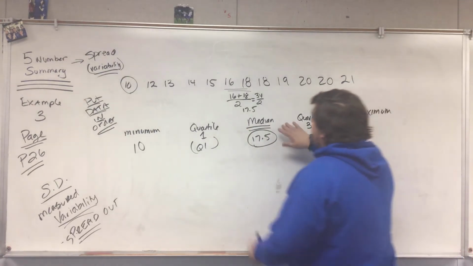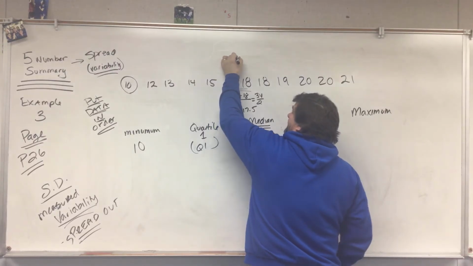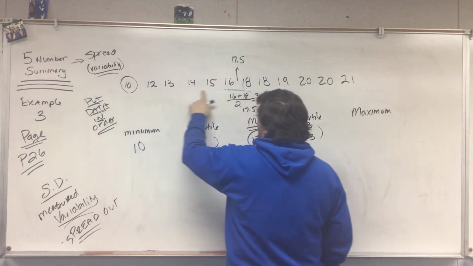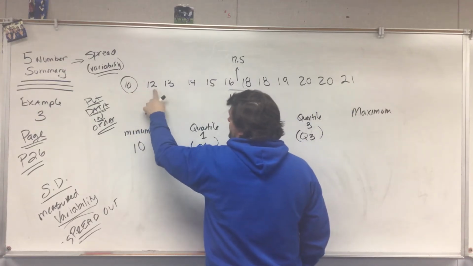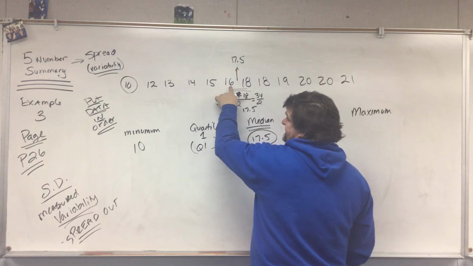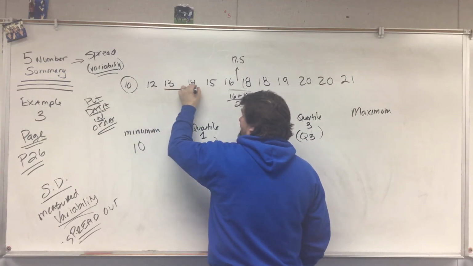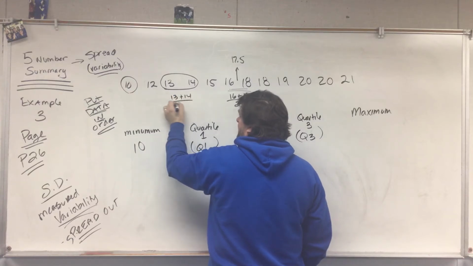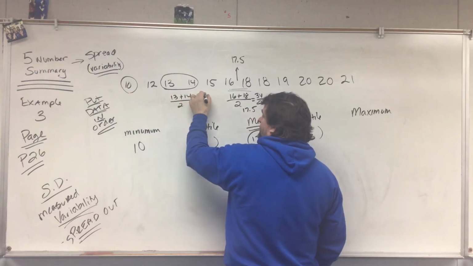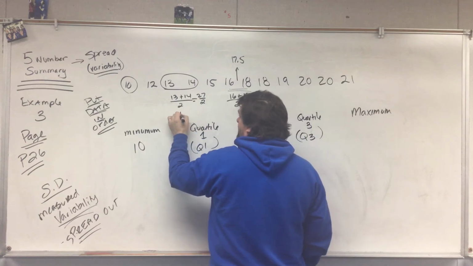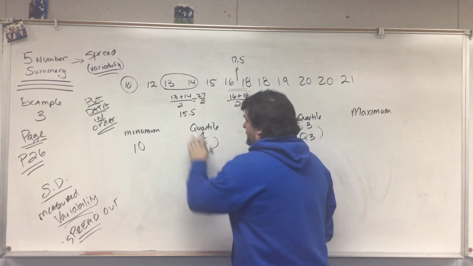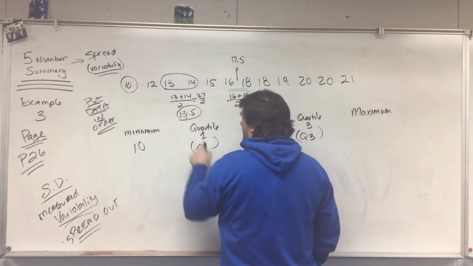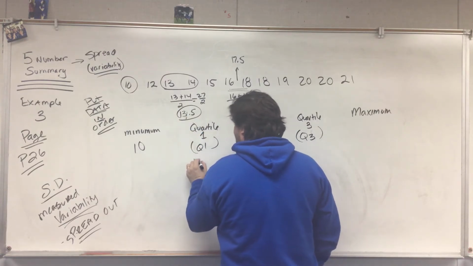So the middle of these numbers is 17.5 when we put them in order. Now, since the median is 17.5, I need to find the middle of the left side. So I have 1, 2, 3, 4, 5, 6. So if I take these two numbers, 13 plus 14, divide that by 2, gives me 27 divided by 2. That gives me 13.5. That is my quartile 1. So this is 13.5.